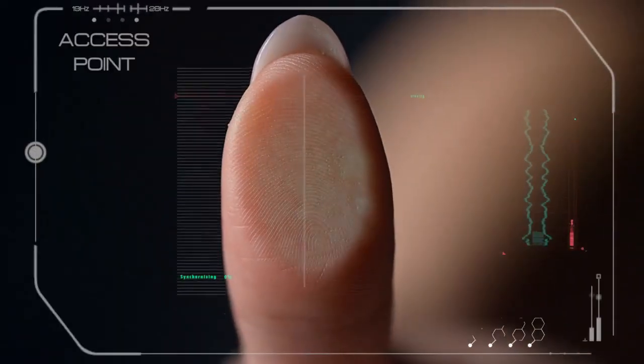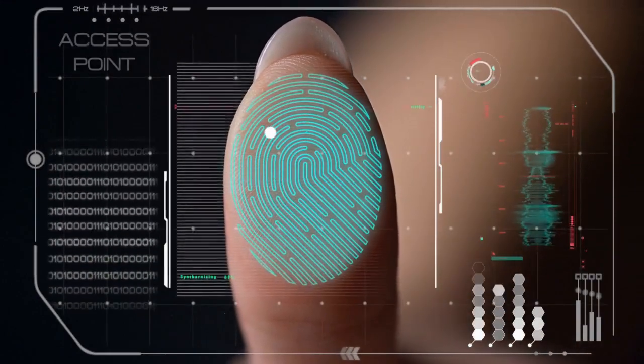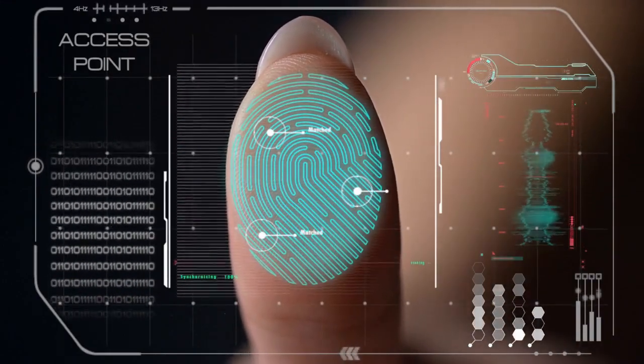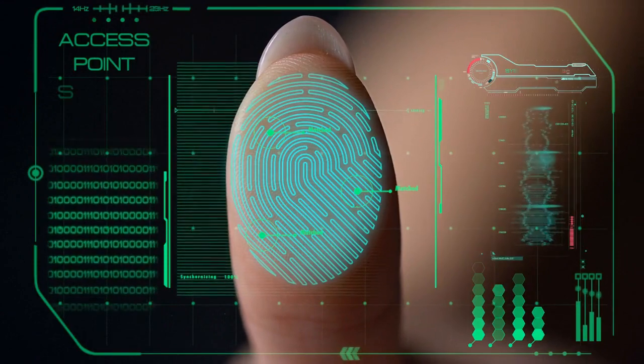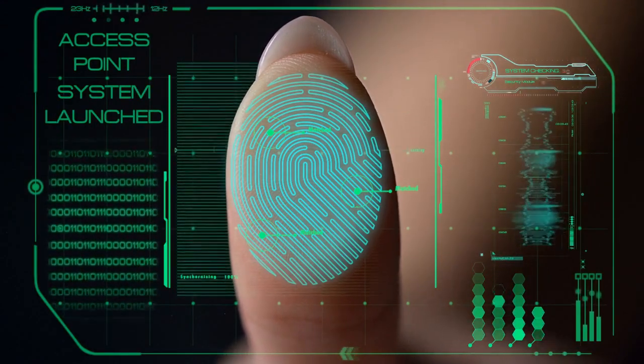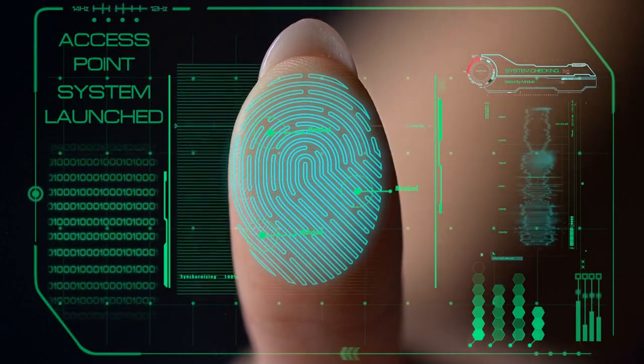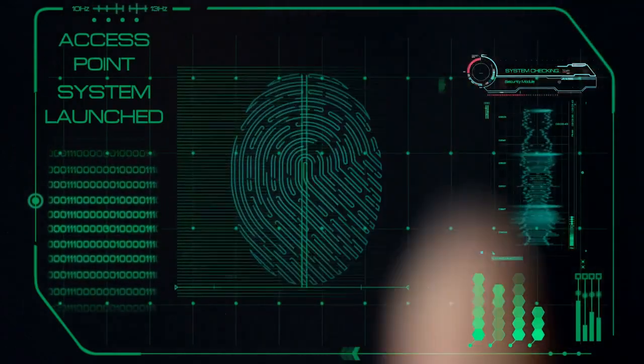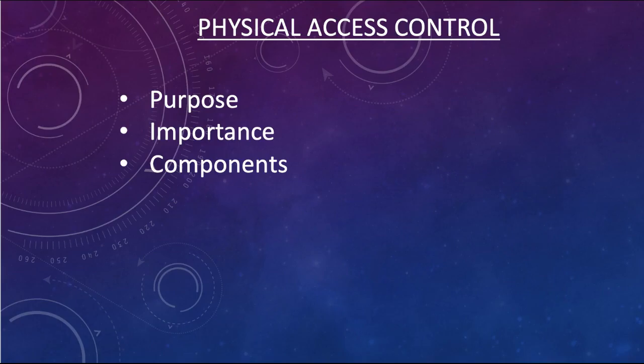Physical access controls are essential in the context of cybersecurity because they protect against unauthorized access to physical locations, systems, and data. By implementing physical access controls, organizations can prevent unauthorized personnel from accessing critical assets, systems, and data and reduce the risk of theft, sabotage, or other physical security threats.